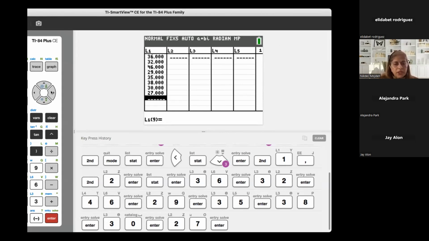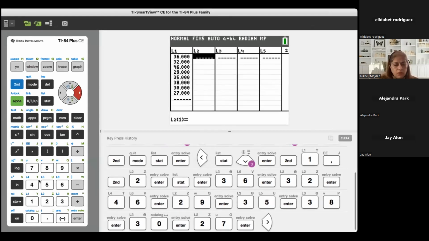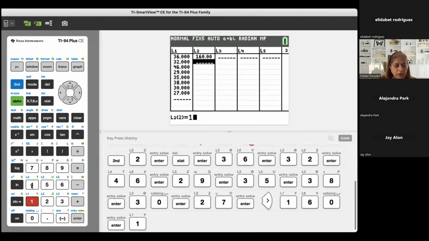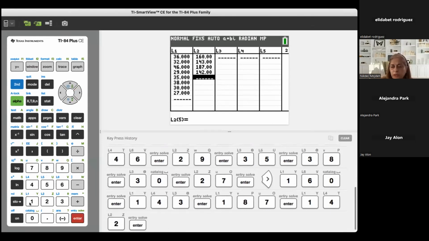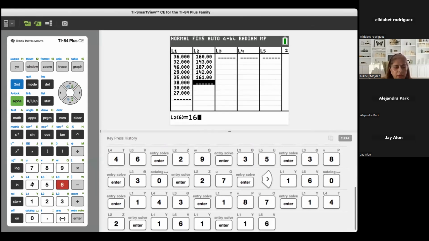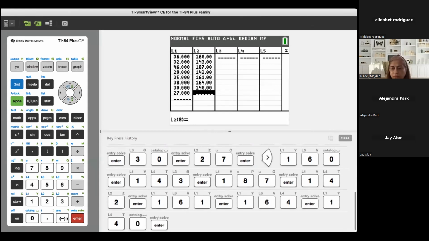Now I'm going to go to the second column by pressing the right arrow key, and enter those numbers: 160, 143, 187, 142, 161, 164, 140, 131.